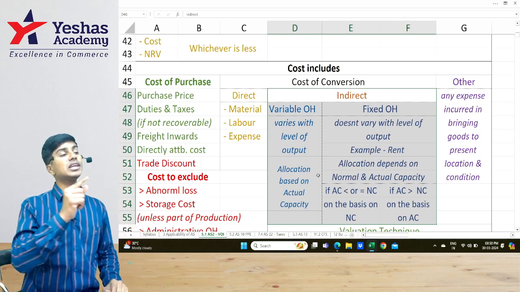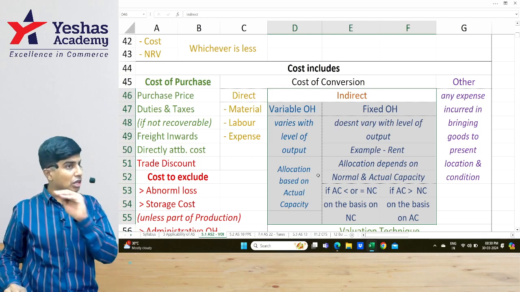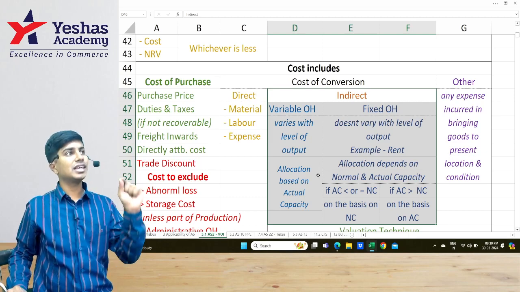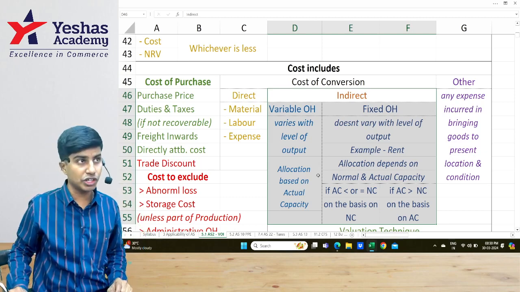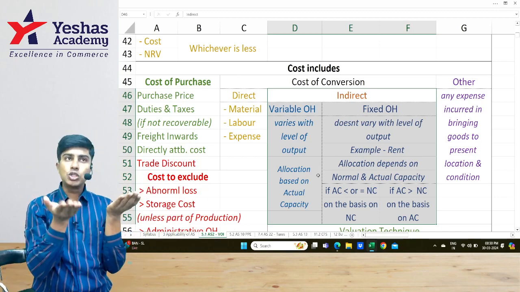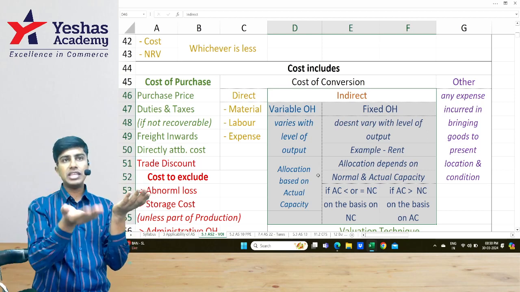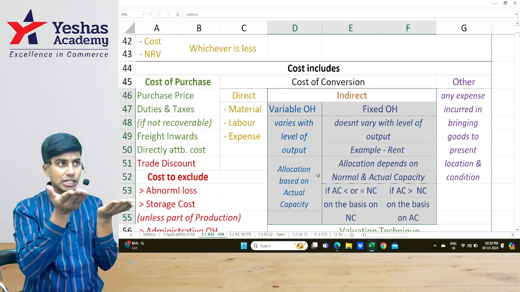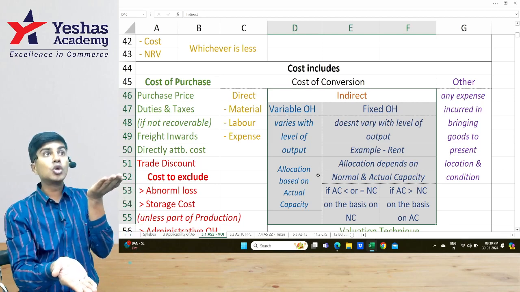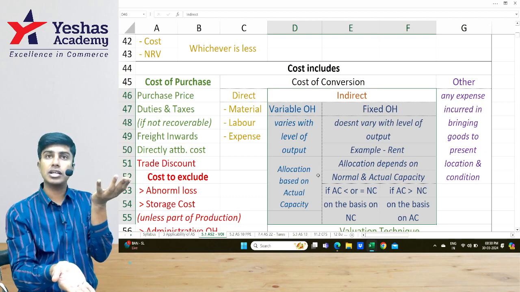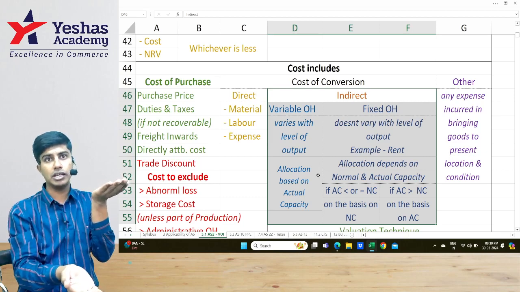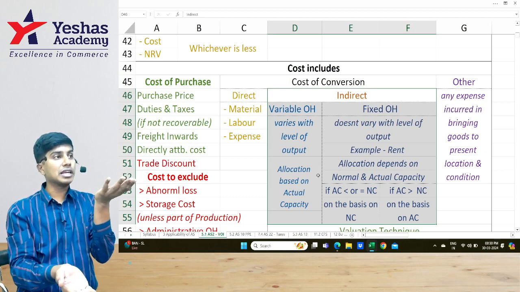The beauty opens up when it is fixed overhead, meaning irrespective of the level of production, the expenditure is fixed. Whenever there is fixed overhead, that is, expenditure is fixed irrespective of the level of production, what do we do in such case? Then compare normal production with actual production, or normal capacity with actual capacity. If the actual capacity or actual output is equal to or lesser than normal capacity, then total fixed overhead is divided by normal capacity. I repeat, if actual capacity is equal to or lesser than normal capacity, total fixed overhead is divided by normal capacity.